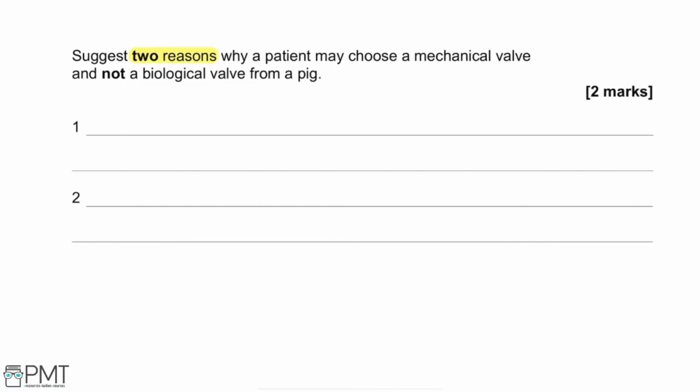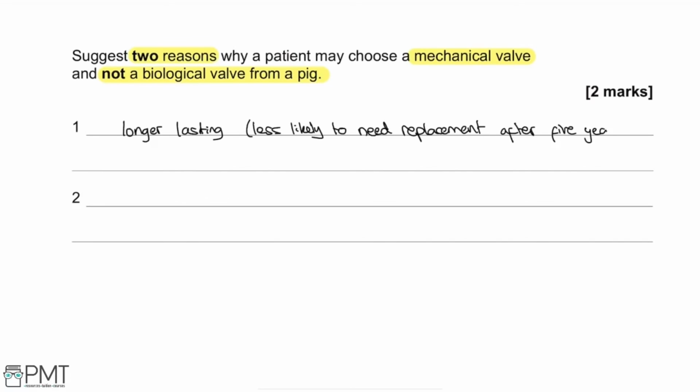Suggest 2 reasons why a patient may choose a mechanical valve and not a biological valve from a pig. So the advantages of a mechanical valve, as shown in the table, was that it was less likely to wear out after 5 years, so it's longer lasting. The other advantage is because it's mechanical, the body's not going to have an immune response to foreign biological tissue. This means that the body is not going to try and reject it. The patient doesn't have to take any anti-rejection medication or any immunosuppressants, and these drugs they would have had to take for the rest of their lives.